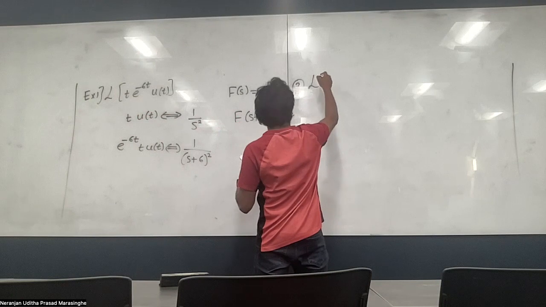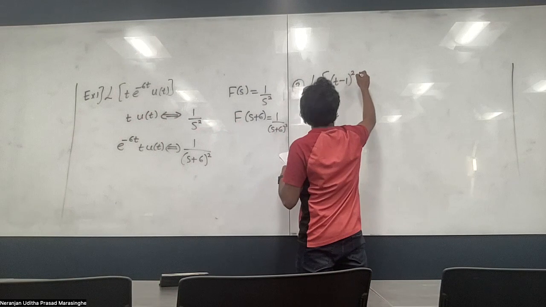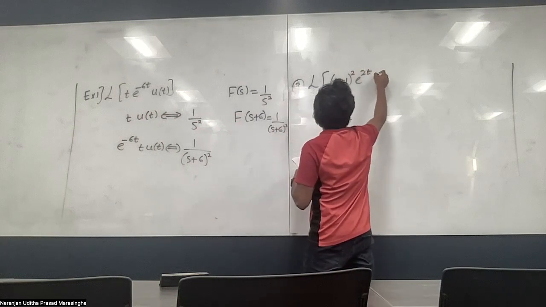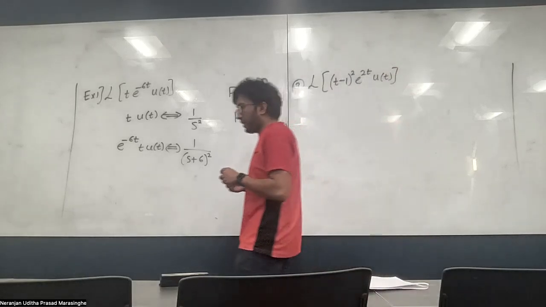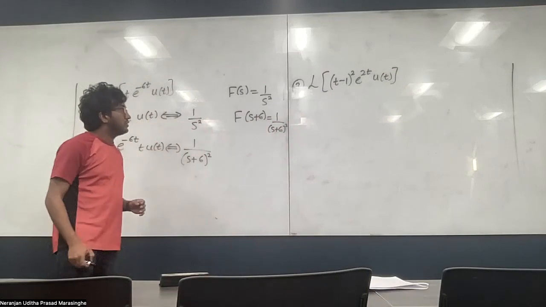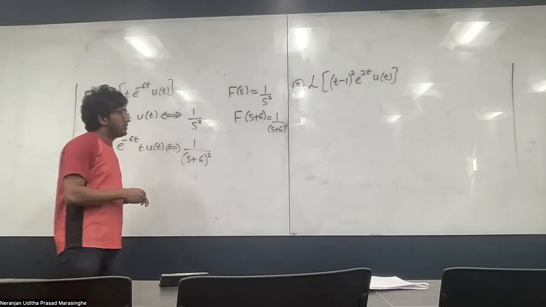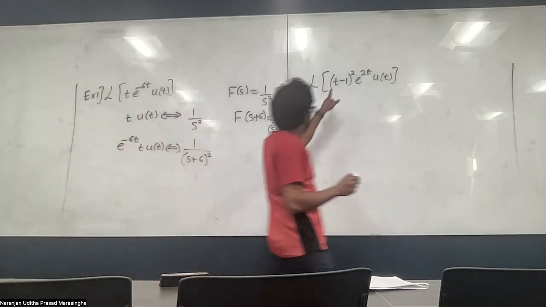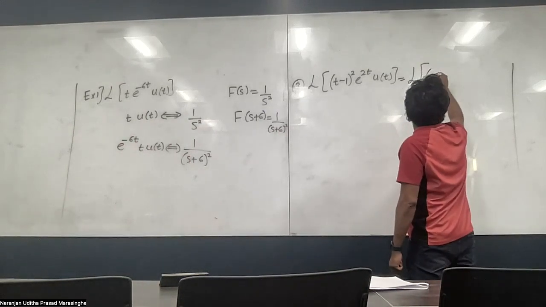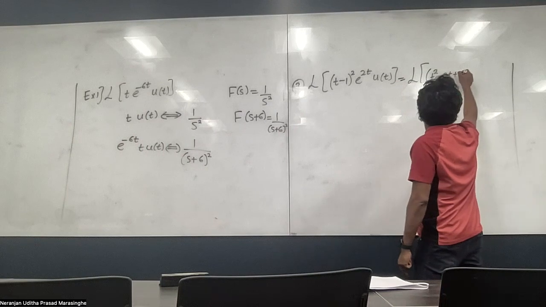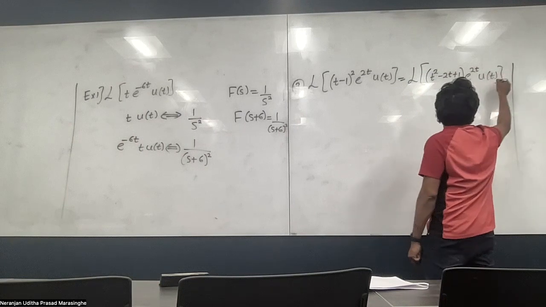The Laplace transform of (t minus 1) square e to the 2t u(t). How do you find the Laplace transform of this one? We don't know what is the Laplace transform of (t minus 1) square, right? So first I would expand this. What is that? t square minus 2 times t plus 1, times e to the 2t.